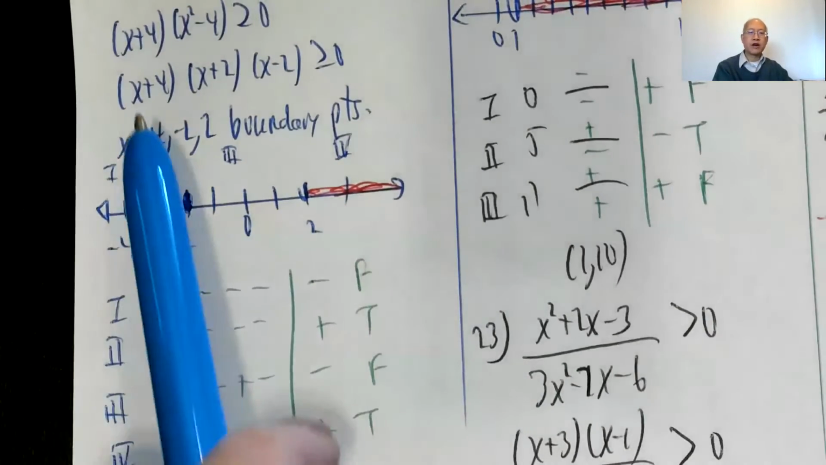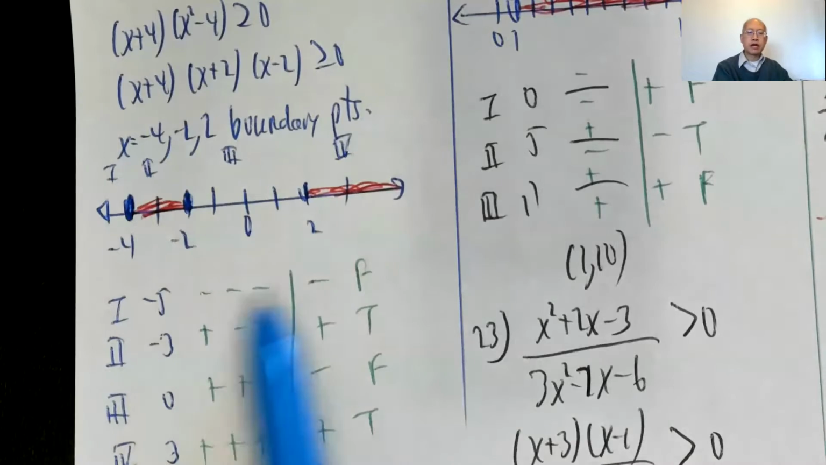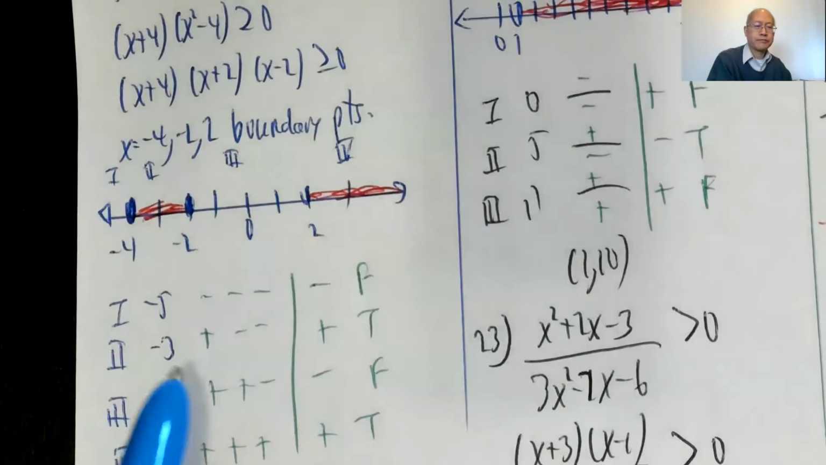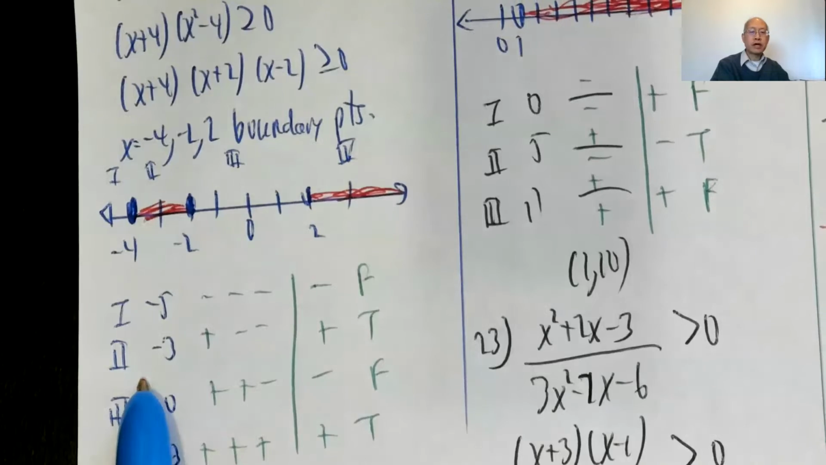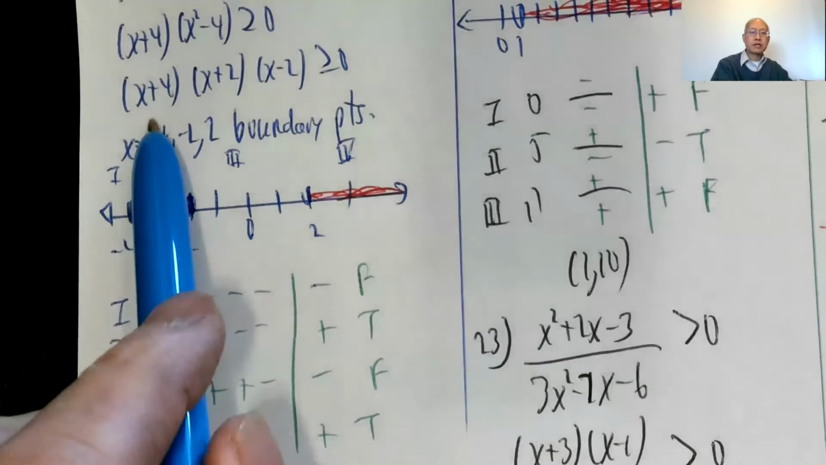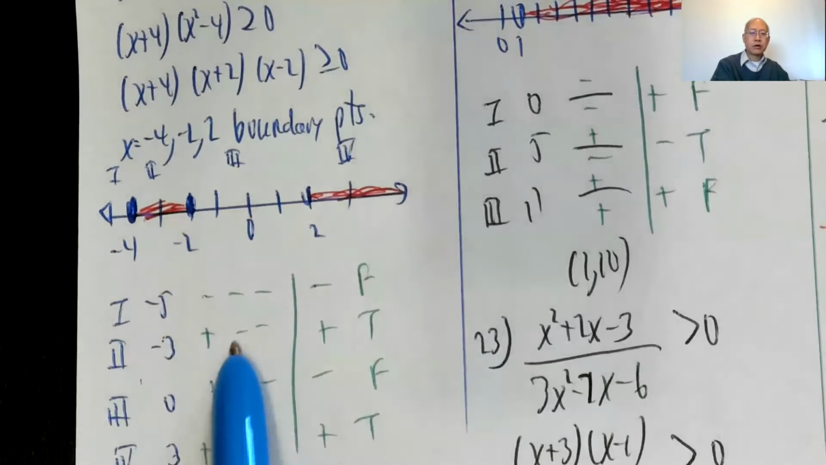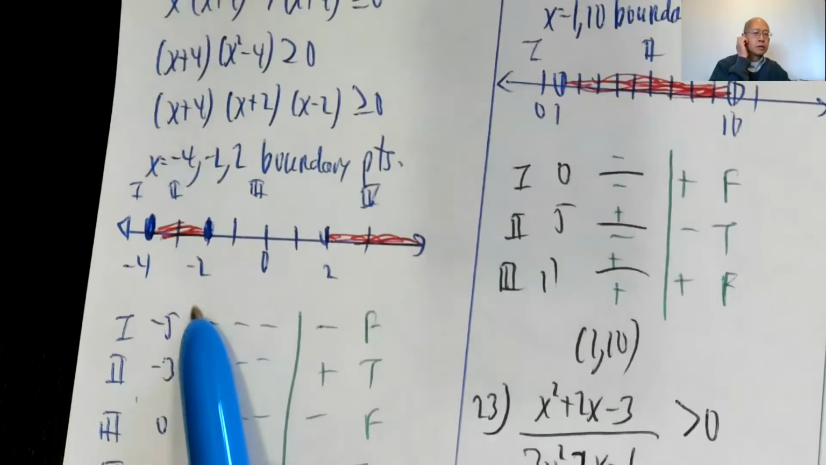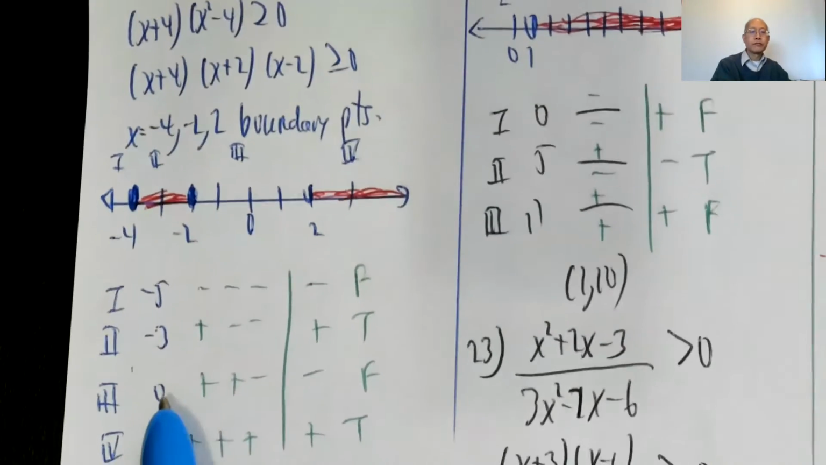Plug in here. -5, negative, negative, negative. 3 negatives make a negative. Negative greater than or equal to 0, that's false. Don't shade in region 1. Region 2, -3. Positive, negative, negative. That makes the whole thing positive. Positive greater than or equal to 0, that's true. Shade in region 2.